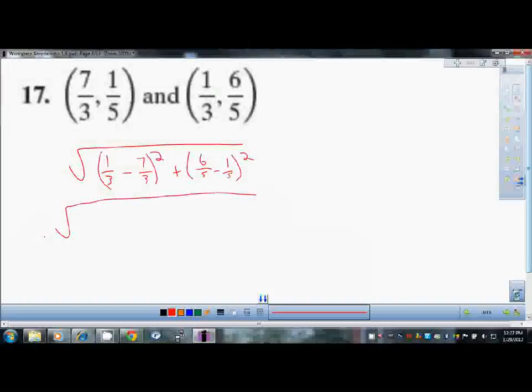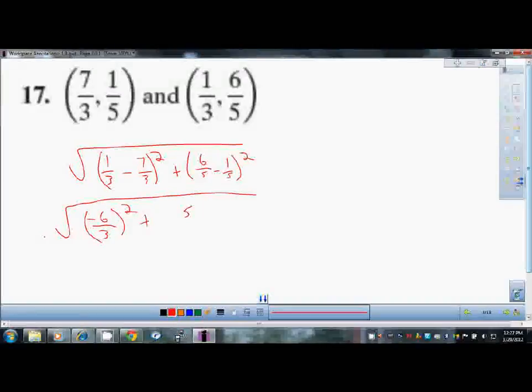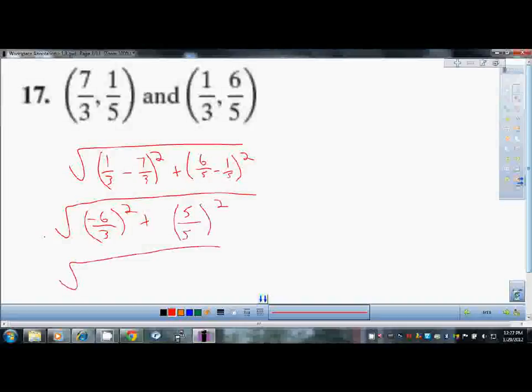1/3 minus 7/3, to subtract the numerators if you have a common denominator. 6 minus 1. What does negative 6 over 3 reduce to? Negative 2. What does 5 over 5 reduce to? Very good. So you get radical 5.